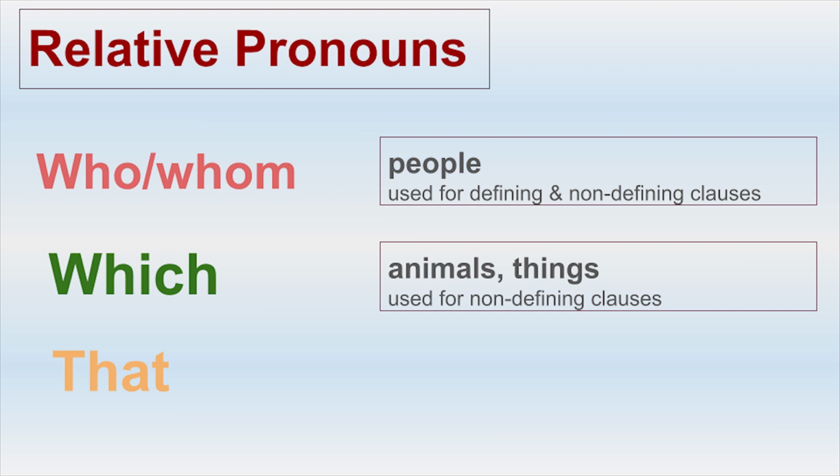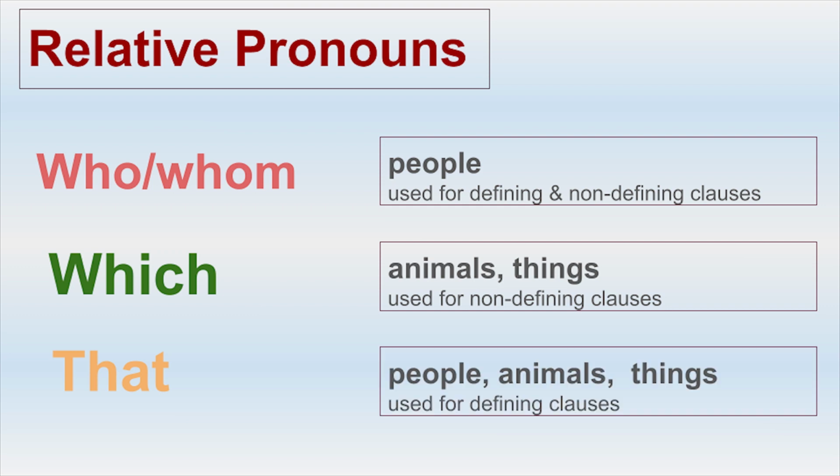And our last relative pronoun is that. That is used when we refer to people, animals, and things. That is used for defining clauses only. You may notice that the relative pronoun that may be used for all three categories: people, animals, and things. Let's look at some examples.